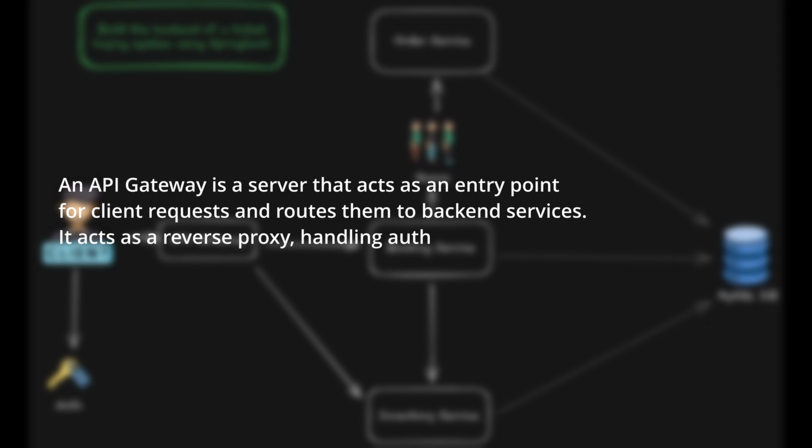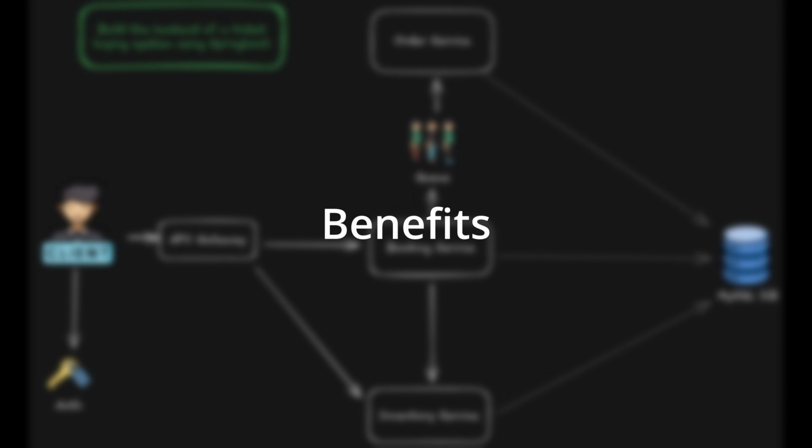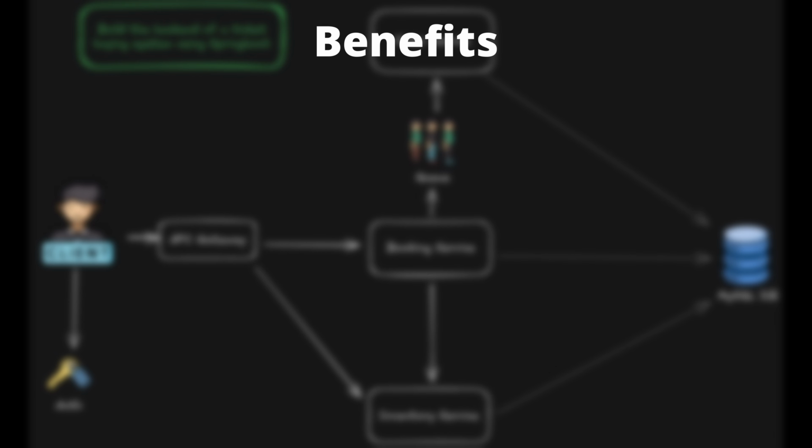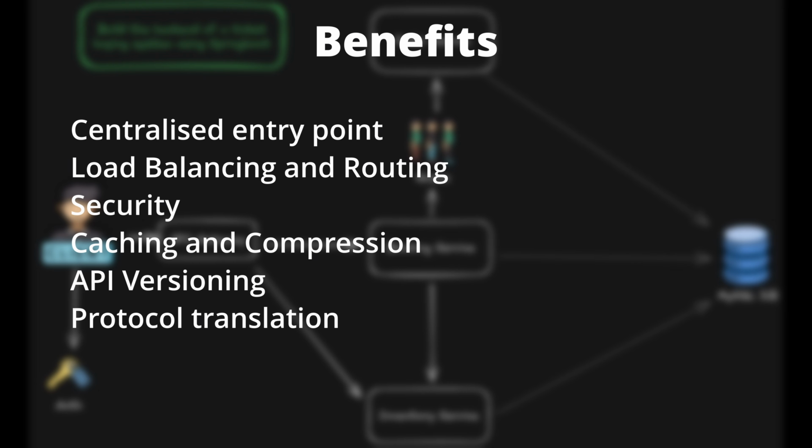It acts as a reverse proxy, handling authentication, request transformation, rate limiting, and also other operations, but these are the main ones. API gateway brings a lot of benefits to microservices architectures. It offers a centralized entry point for clients. We can use it as a load balancer and to determine routing. It is also used for security and performance optimization, along with API versioning, monitoring, and protocol translation.